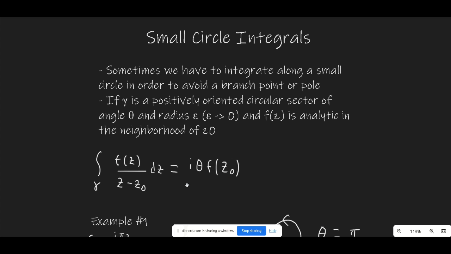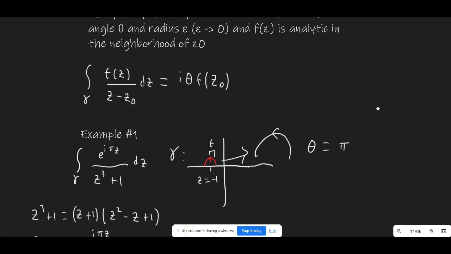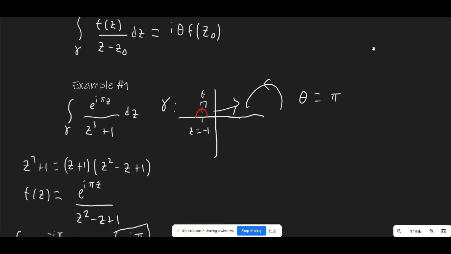This formula is not difficult to prove, so if you guys want to try and prove it, I definitely suggest it, but it's absolutely not something you need to do. So let's go over an example here.